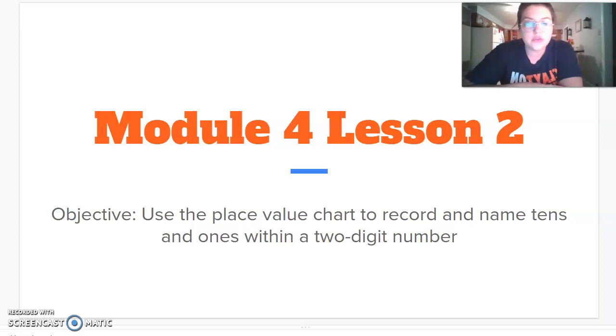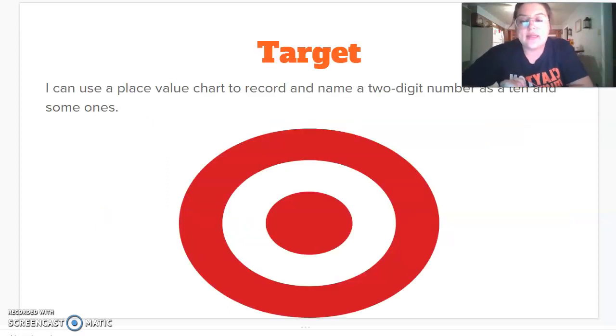So module 4, lesson 2, our objective is use the place value chart to record and name tens and ones within a 2-digit number. Our target is I can use a place value chart to record and name a 2-digit number as a 10 and some ones. Okay, so we're going to do a warm-up.